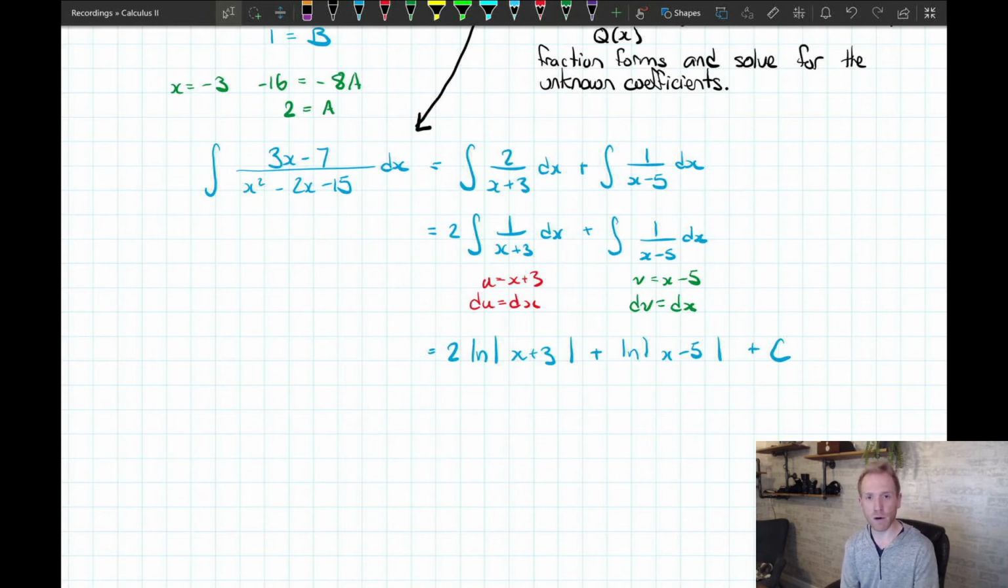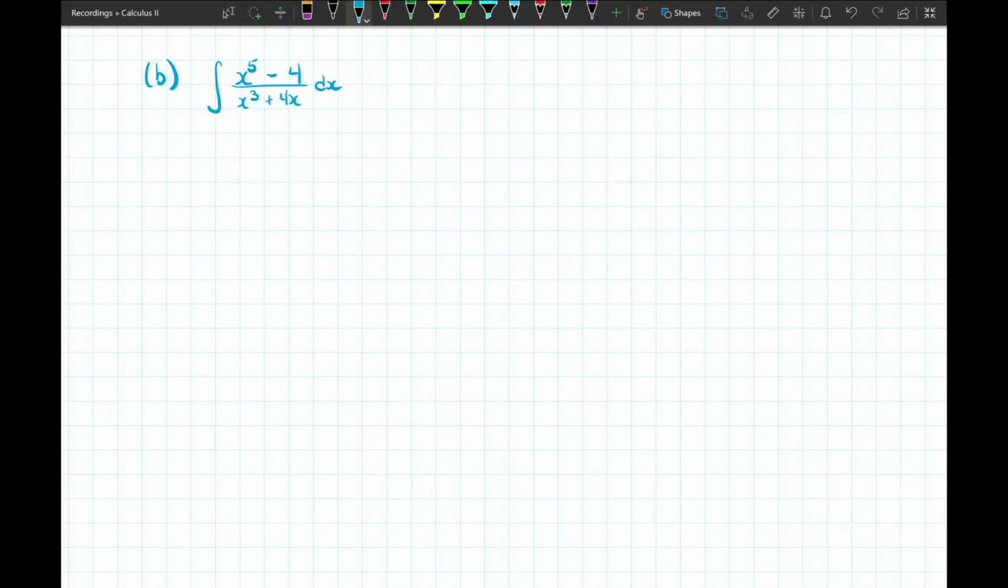So let's try one more, and let's make sure it's a little bit trickier, where we have to use a more involved method of partial fractions. Let's scale this up to this example, where we have x to the 5 minus 4, all divided by x cubed plus 4x. Before we start jumping into trying to factor this, you'll notice that the degree of the numerator is larger than the degree of the denominator. So let's start off by doing some long division and try to break that up into a few easy terms to integrate, plus a remainder over x cubed plus 4x.